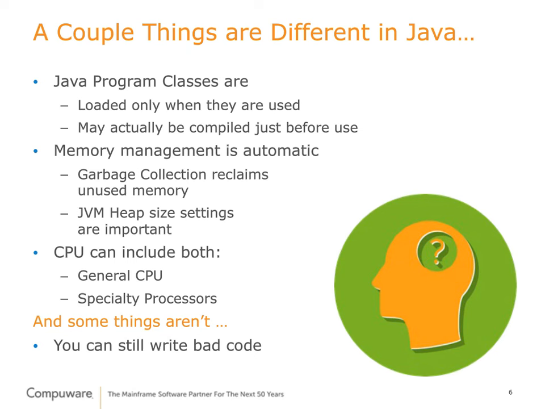Additionally, unique to the mainframe platform, Java applications and their other mainframe components will be executed across both the mainframe's general CPU as well as specialty processors. It's important to understand these aspects to be able to understand the performance profile of your application on the mainframe. Lastly, Java doesn't prevent writing poorly performing code. It's just as important in Java to understand how your code will run in a test and a production environment and actively work to optimize its performance.